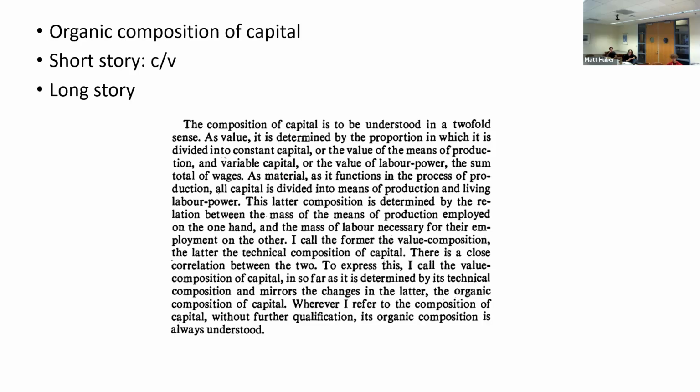I call the former the value composition, which technically, what I said is the short story. C over V are value terms, right? But the latter is the technical composition of capital. So instead of C over V, that's like MP over LP, right? Means of production over labor power. So instead of like $100 in machinery costs and raw materials over $50 in wage cost, you're putting like the physical amounts of means of production and raw materials, 10 tons of coal, 30 steam engines, over a fraction that would be like 3,300 living workers, right?